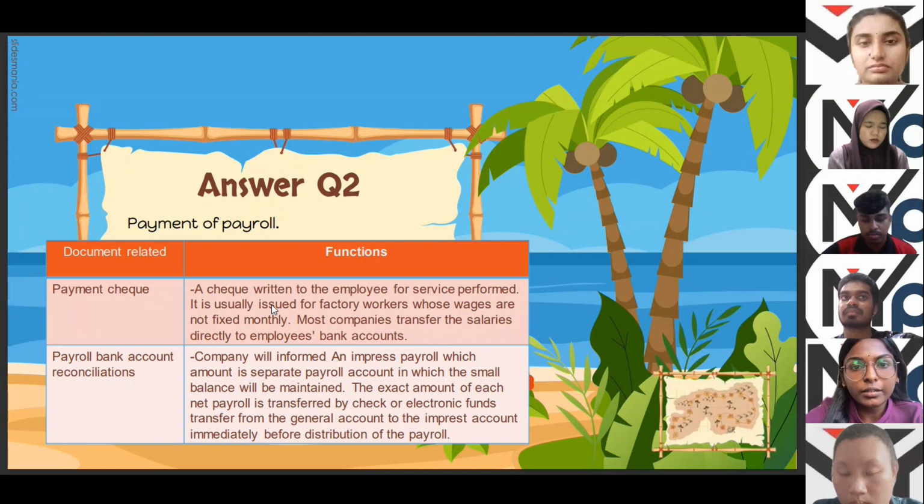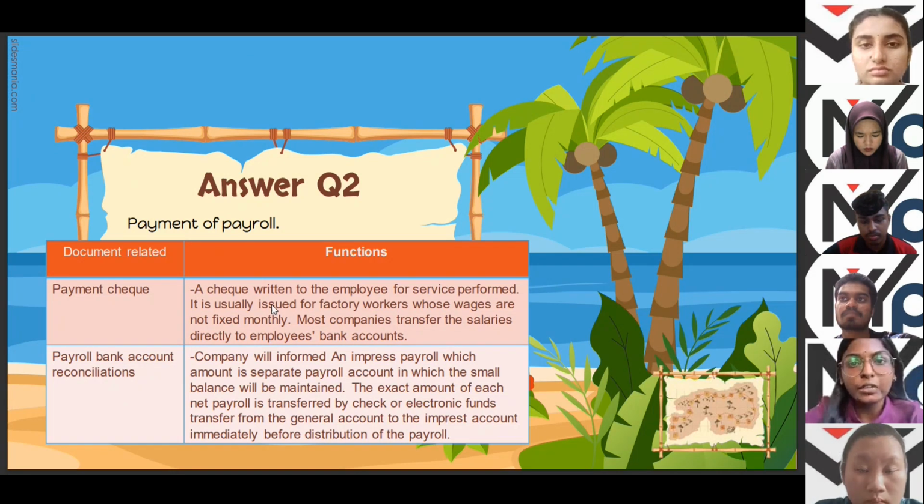Payroll bank account reconciliation. The company will maintain an imprest payroll account, which is a separate payroll account in which a small balance will be maintained. The exact amount of each net payroll is transferred by check or electronic fund transfer from the general account to the payroll account immediately before distribution of the payroll.